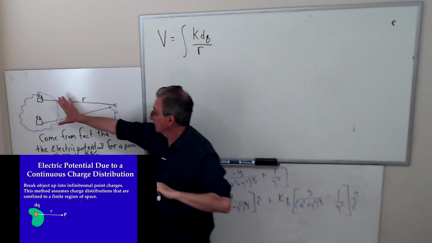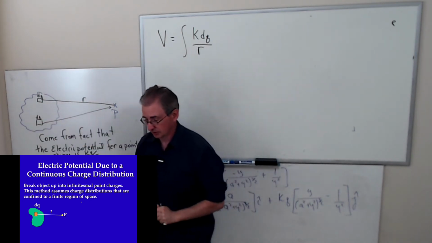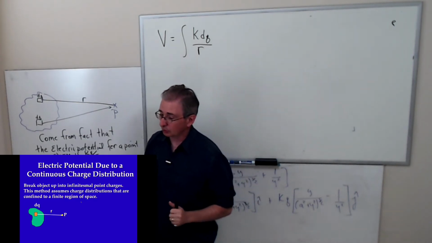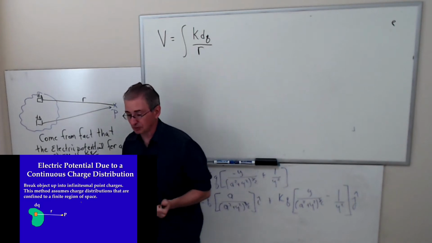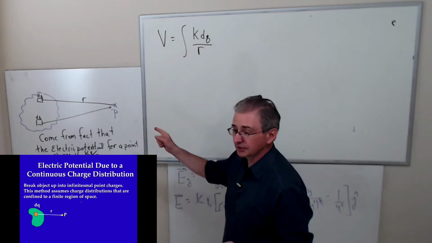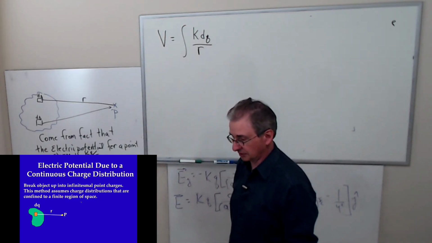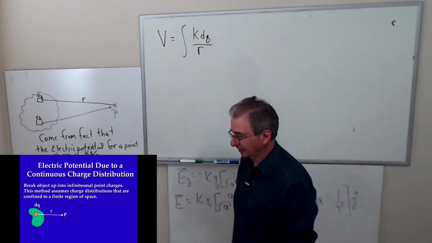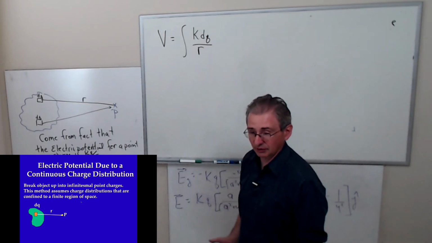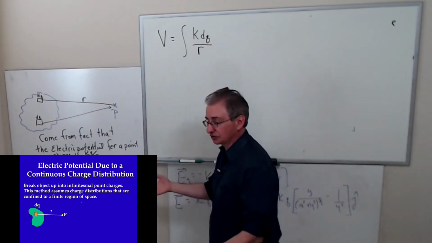We're breaking up this charge distribution into a bunch of teeny tiny point charges. We're going to run into problems for charge distributions that are very large. We won't be able to use this for charge distributions that are very large, like an infinite plane, because the electric potential won't be 0 at infinity. Well, it's not necessarily 0 at infinity, because an infinite plane has an infinite amount of charge.